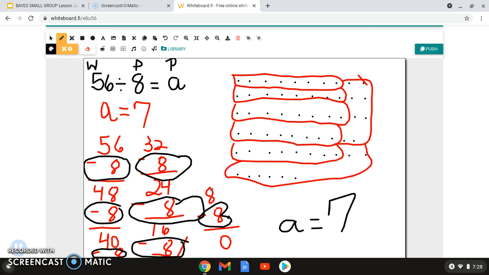So let me ask you quickly, why did I not circle this 8? Hopefully you're thinking that was an 8 that was left over when I subtracted. I wasn't subtracting this 8 here, so I didn't need to circle it. I only subtract where I have a subtraction sign and the 8 to get my answer. So again, 56 divided by 8 equals 7.